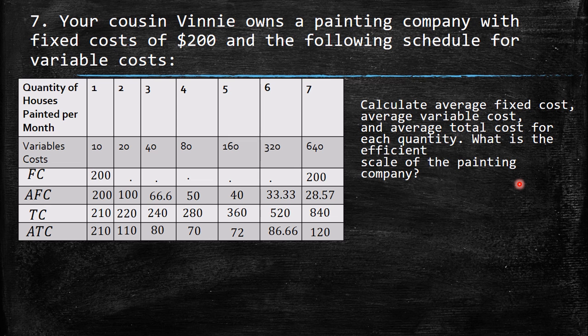When we are talking about efficiency, basically we need to look at the average total cost, because with this one you need to understand at what level you produce, and the average total cost means the cost of producing each of the, this time, painted houses. So this time this average is going to be this one. This is the minimum average total cost that you have, and it is for the quantity of 4 houses painted per month. So this is going to be the scale which is most efficient for your cousin.